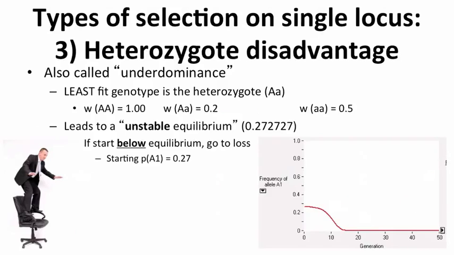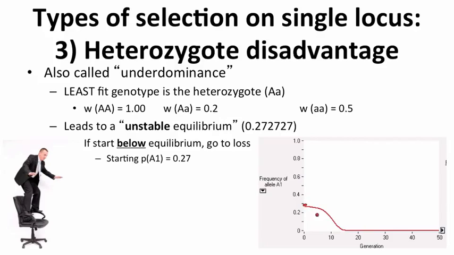Now let's talk about the opposite, heterozygote disadvantage. What happens if the heterozygote has the lowest fitness? There aren't very many good cases of this, but we can at least show mathematically what should be expected. In this case, the least fit genotype is the heterozygote, so I just made up some numbers here. And this actually leads to an unstable equilibrium, kind of like this fellow standing on the chair here. The equilibrium allele frequency is 0.27, so you're just a tiny bit below it there.